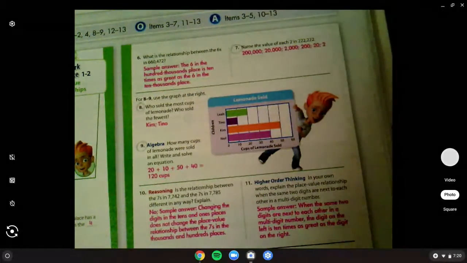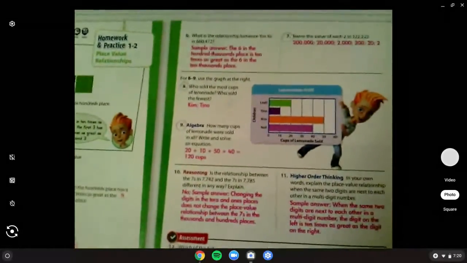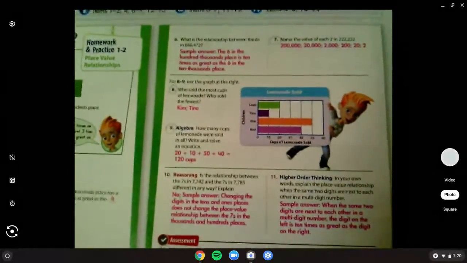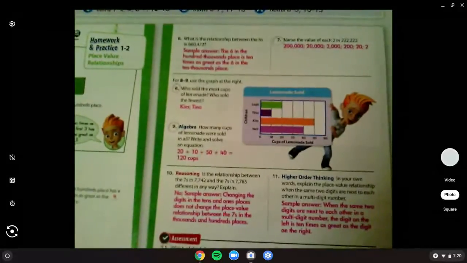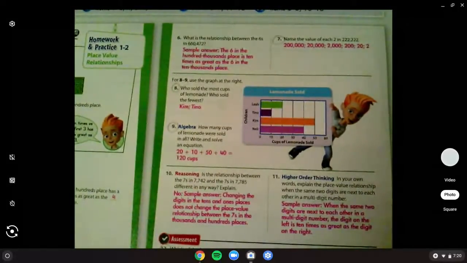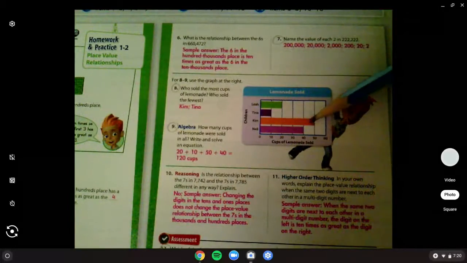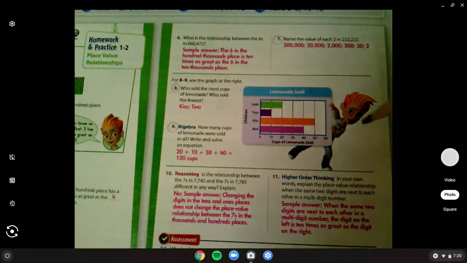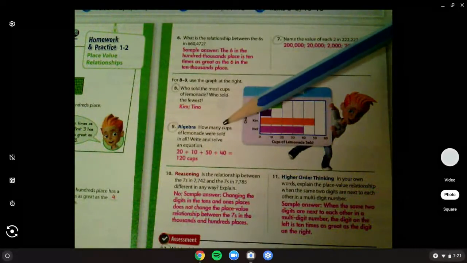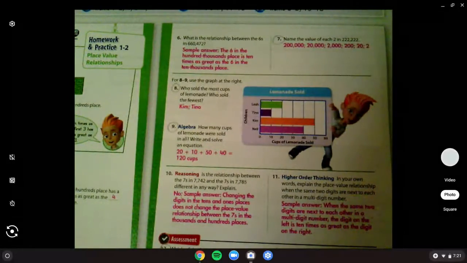Number 8 wanted you to use the chart to help answer. Sorry, I'm trying to make this a little less blurry. I don't know if it's working. Okay. Figure out who sold the most cups. Well, Kim sold the most. And who sold the fewest? Tino sold the fewest.